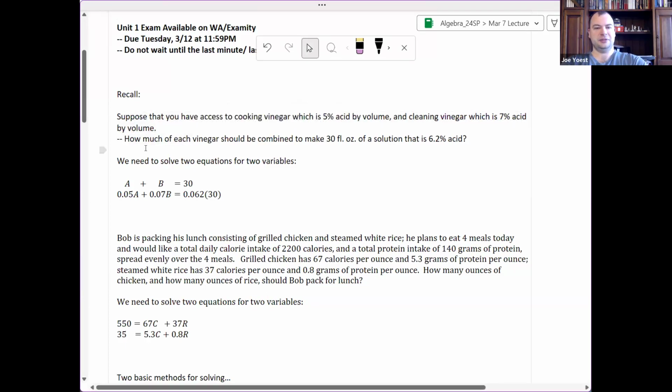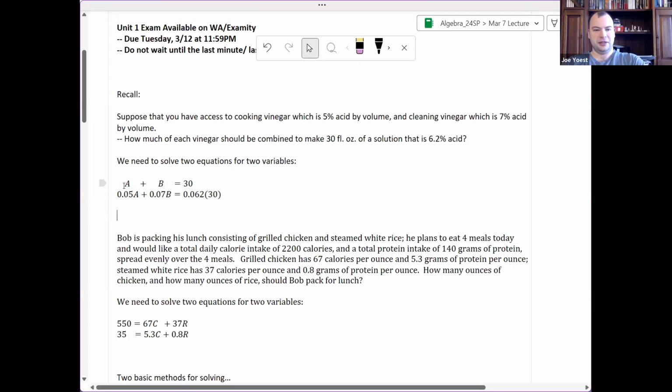Remember, we had the example where we had some cooking vinegar and some cleaning vinegar that have different levels of acidity, and we would like to mix them together to make a certain number of fluid ounces of a solution that has a different acidity that's between those two acidities. So I can mix some of the 5%, some of the 7% to get a 6.2% acidity solution, and I want 30 fluid ounces of that. And when we boiled everything down, we said we needed to solve these two equations.